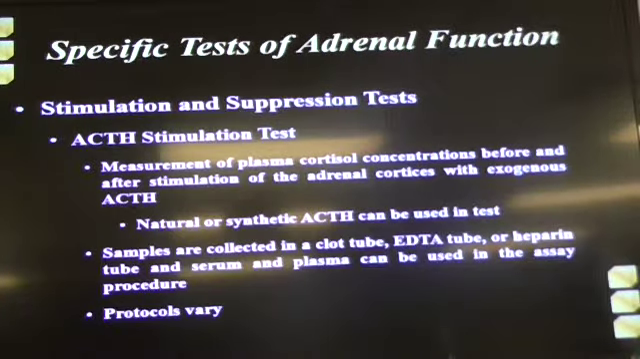Okay, the stimulation suppression test, you have the ACTH stimulation test, as we said. You measure your plasma cortisol before and after you stimulate with ACTH. Natural or synthetic ACTH can be used in the test, and there's not very much species specificity, so you can use other species' ACTH to do this. Samples are collected in a clot tube, EDTA tube, or heparin tube, and serum and plasma, so you can use either one, are used in the assay, and depending upon the lab you're sending to it will vary as far as the protocols of how they measure it.